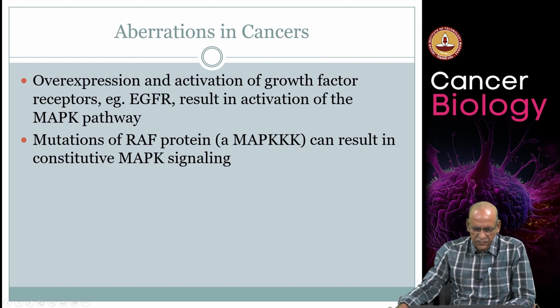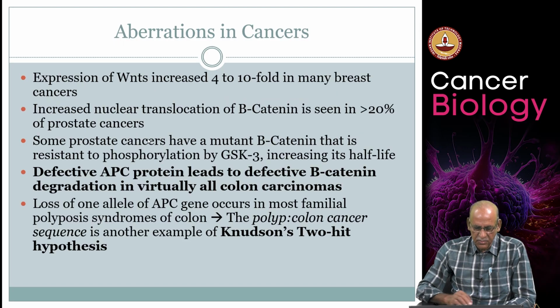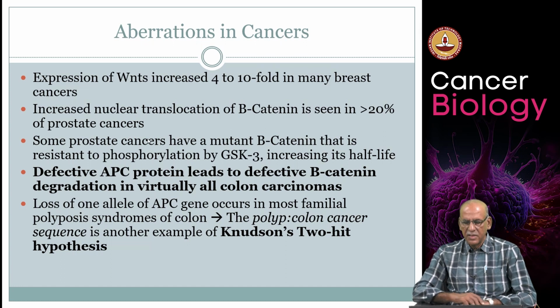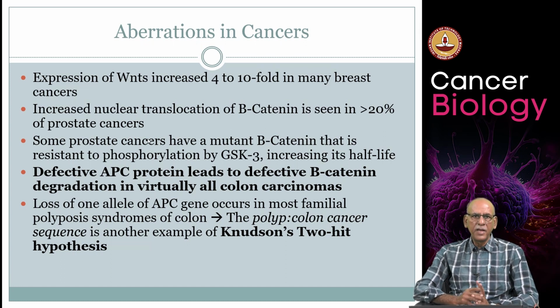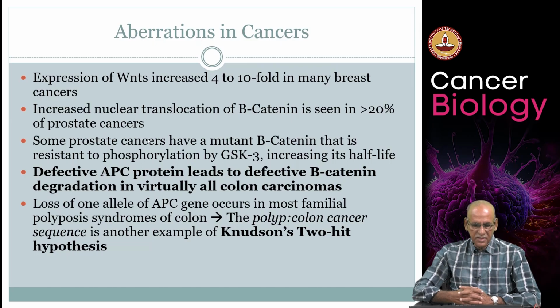Overexpression and activation of growth factor receptors like EGFR results in the activation of the MAP kinase pathway. We have seen that. Similarly, mutation of RAF proteins can also result in constitutive MAP kinase signaling. This is slightly in between, these sentences are coming, but just do not worry. Expression of WNTs increased 4 to 10 fold in many breast cancers. Increased nuclear translocation of beta catenin is seen in more than 20% of the prostate cancers, not only in colon cancers, but also in other cancers, as I told you.